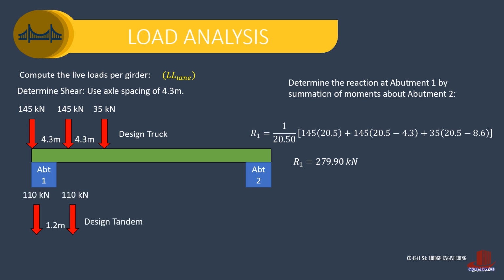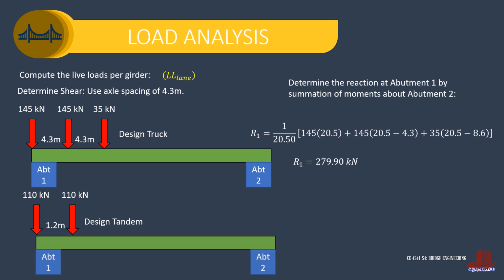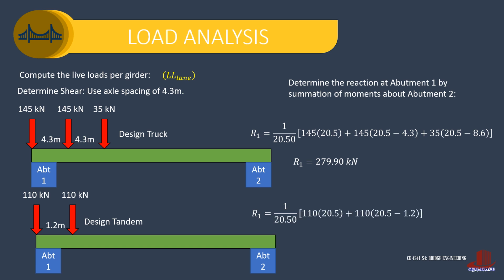Next is using the design tandem. The design tandem has two wheels spaced at 1.2 meters. Each wheel carries 110 kilonewtons. We also place these on the support for maximum shear, and we compute the reaction as 1 upon 20.5 multiplied by the left wheel times the distance of 20.5 plus the right wheel with a distance of 20.5 less 1.2 meters. The reaction is solved as 219.94 kilonewtons. Comparing these two shear values, that produced by the design truck governs.